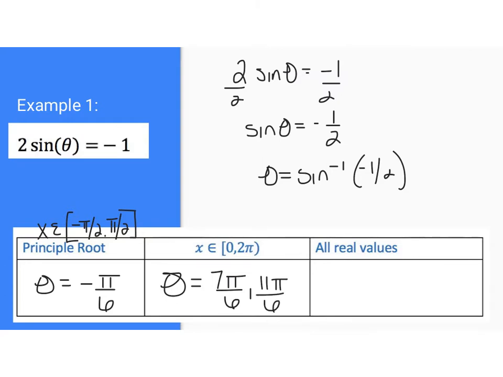If my directions change one more time and want to know all real numbers, now I'm going to take my previous answer but add in all real numbers. So I'm going to take 7 pi/6 and then add that ending of 2 pi k. Then I'm going to have the second answer of 11 pi/6 and again add that ending of 2 pi k.